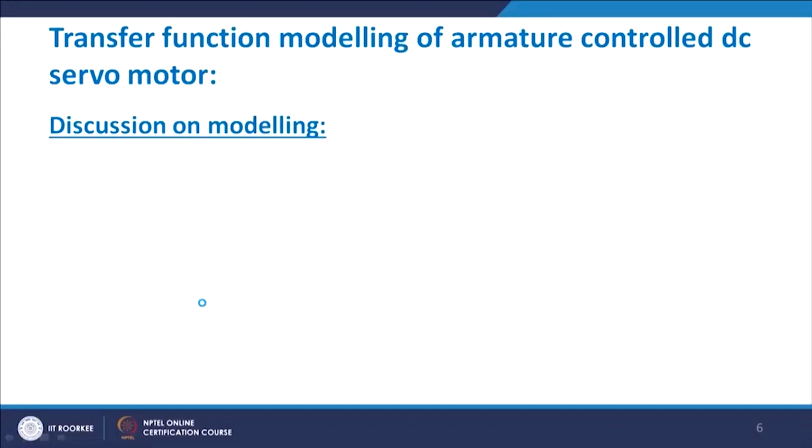Now, we have to see the modeling of DC servo motor in both cases, that is in armature control mode and field control mode. So, we will see this part. Now, first of all, we are developing the transfer function model of a DC servo armature control motor, and afterward we will develop the state space model of an armature controlled DC servo motor. So, first of all, I am drawing the circuit diagram of an armature controlled DC servo motor.